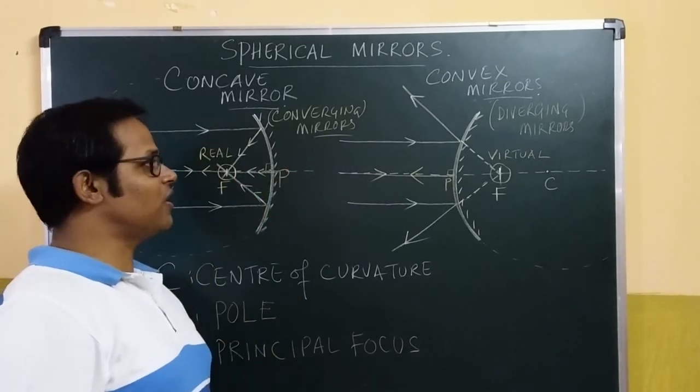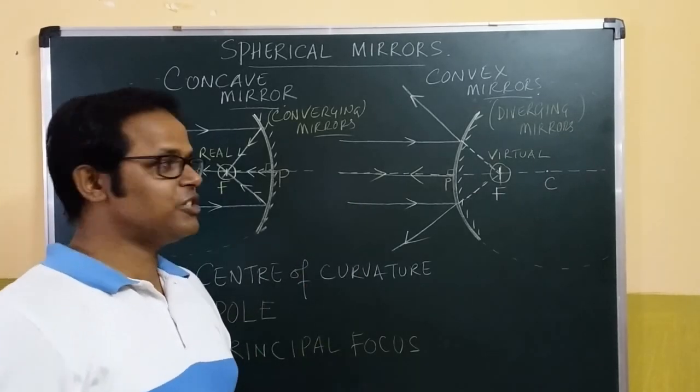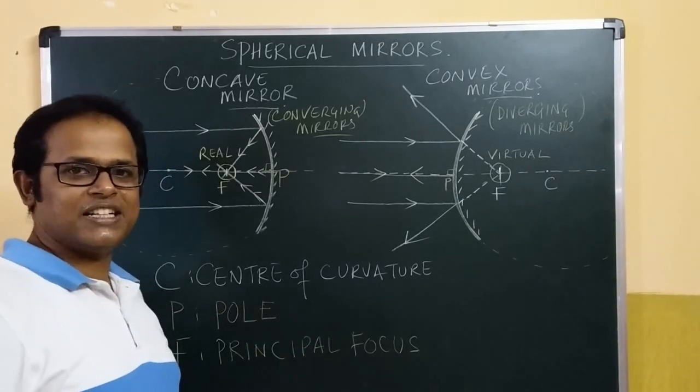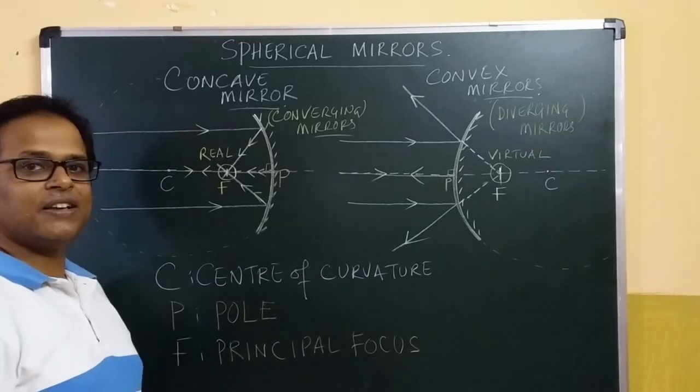Converging behavior of concave mirrors, convex mirrors are always performing diverging behavior with respect to the light. I ask you, all of you, those who are attending very sincerely, please note it down in your copies. Right?